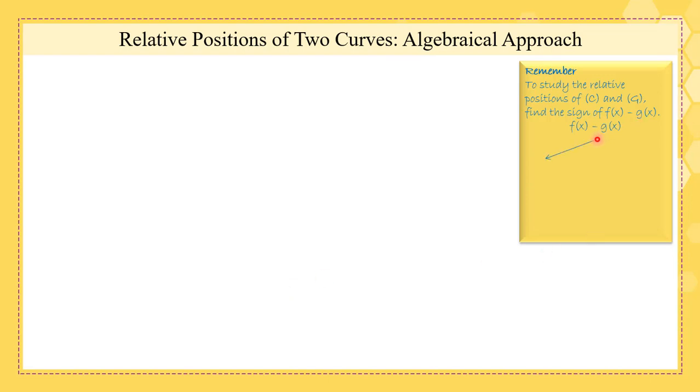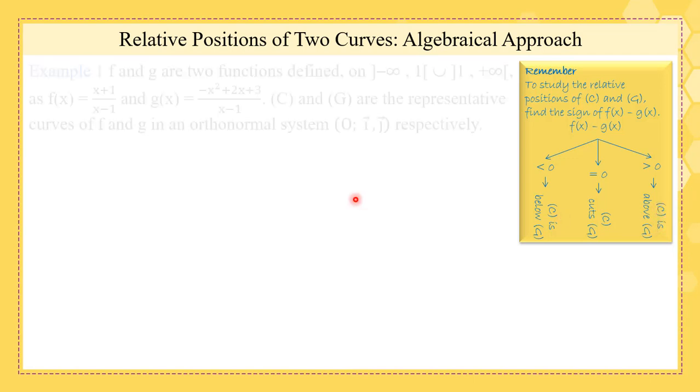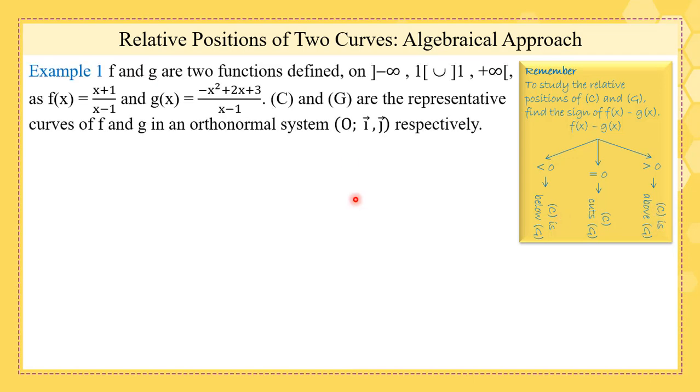We find the sign of f of x minus g of x. Less than 0 means C is below G, equal to 0 means C cuts G, and greater than 0 means C is above G. Now let's take an example. f and g are two functions defined as follows, and C and G are their representative curves. The question is to study the relative positions of C and G.